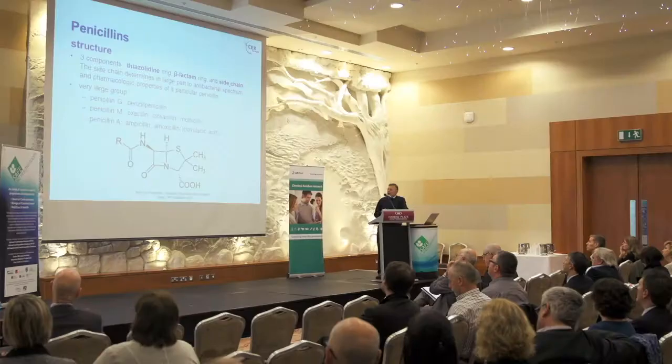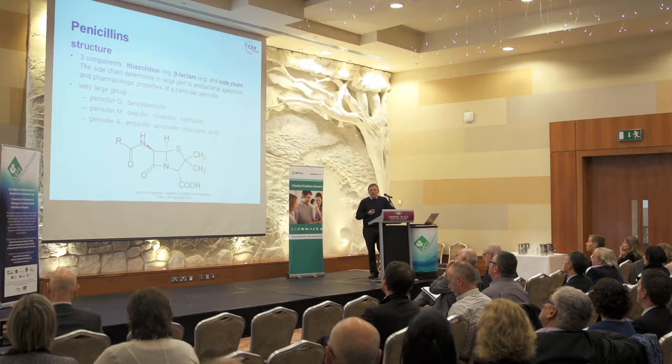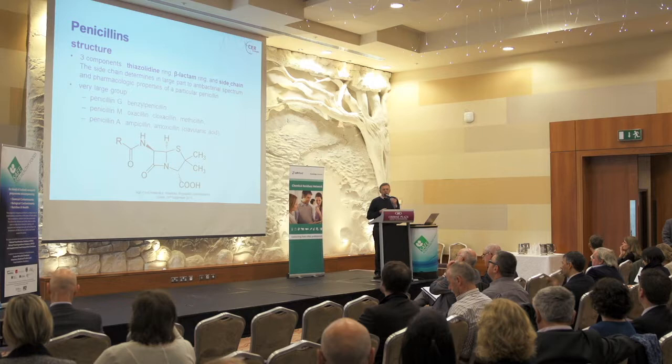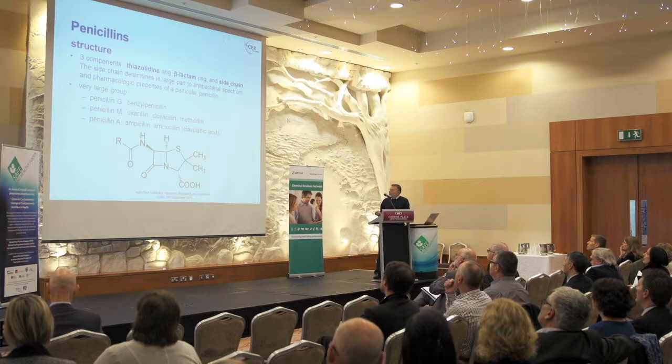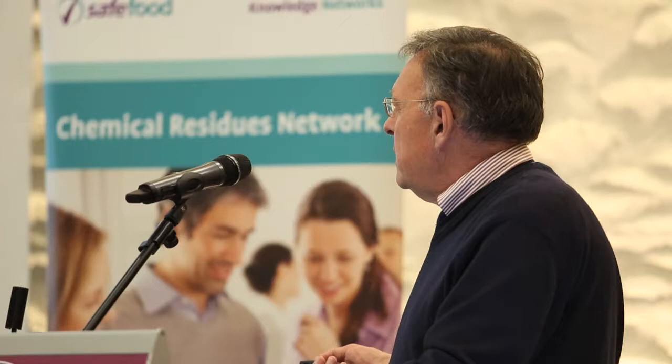In the first part of my presentation, I propose to show you different groups of antibiotics used in veterinary medicine, and the oldest one is penicillin. The characteristic of penicillin is that you have three parts. You have a thiazole group, a beta-lactam ring here, very important because the resistance to penicillin is most of the time against this part of the molecule, and you have a side chain.